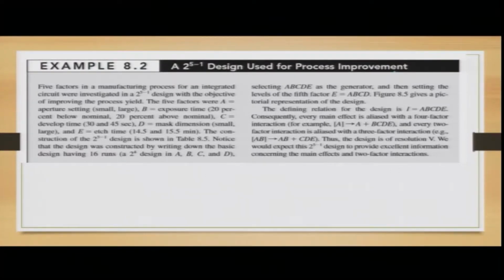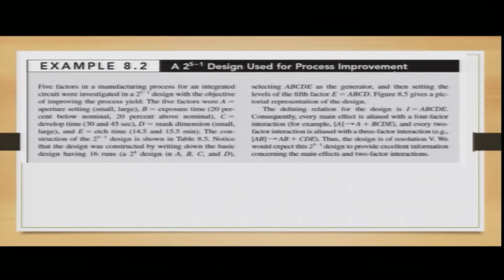C would be the develop time, which is 30 seconds and 45 seconds, again 2 levels for C. D is the mask dimension, which is small and large, again 2 effects coming out from D. E is the etch time, which is 14.5 and 15.5 minutes, which is again 2 levels, and so 2 effects for E. Hence, we have 5 factors each at 2 levels. So, it is basically 2 to the power 5.